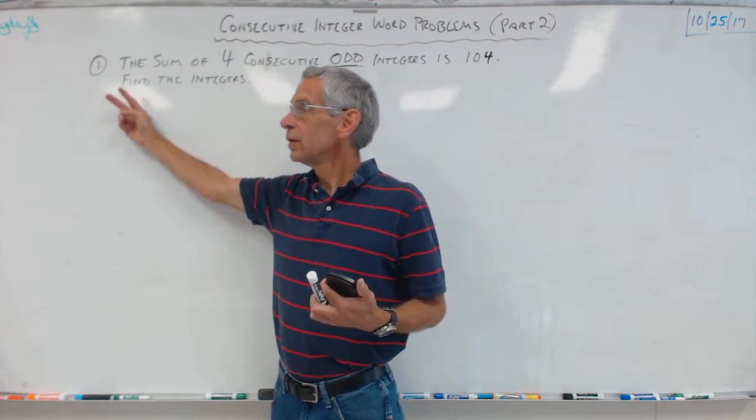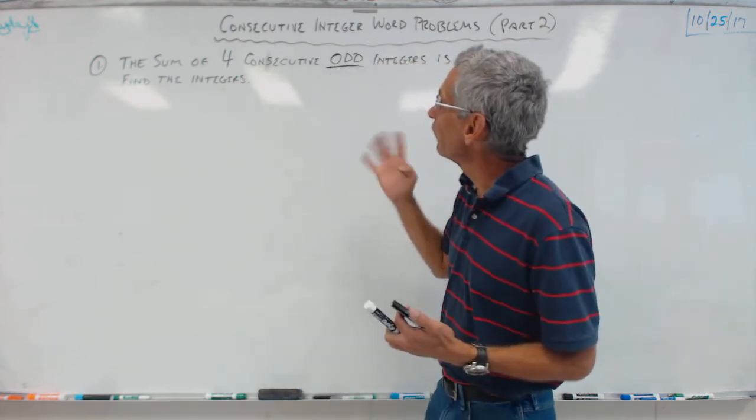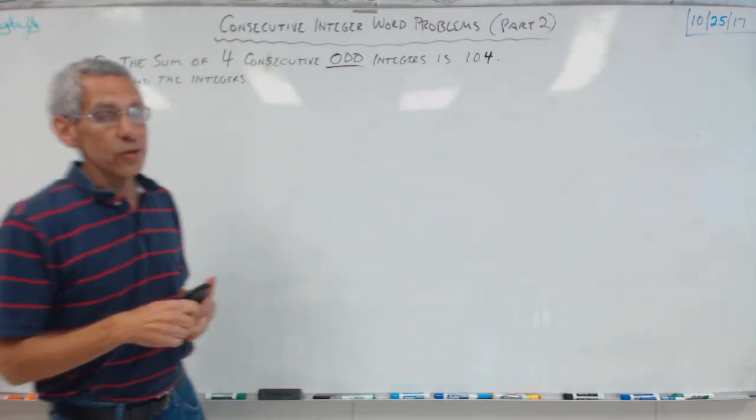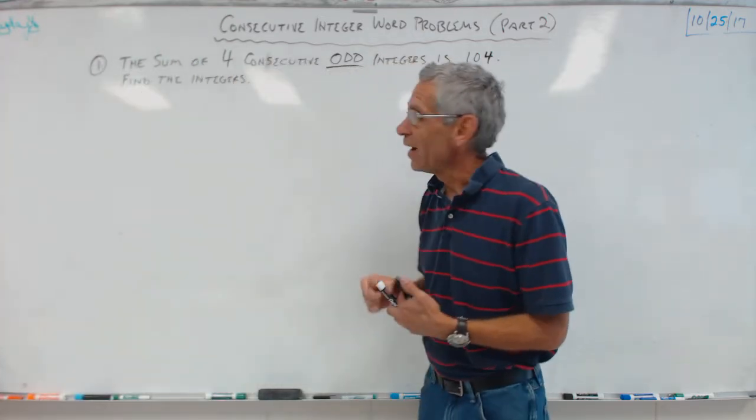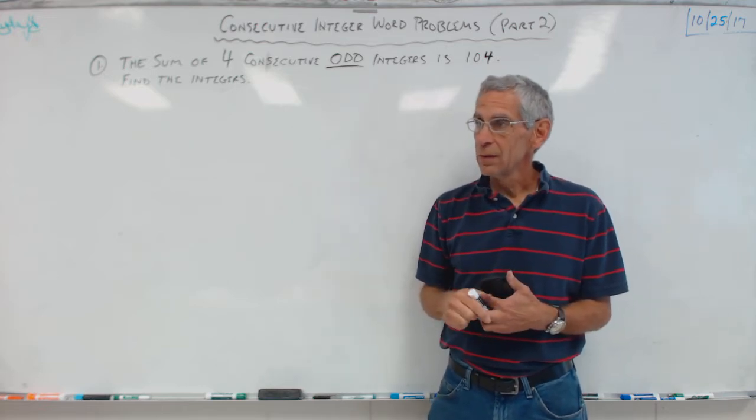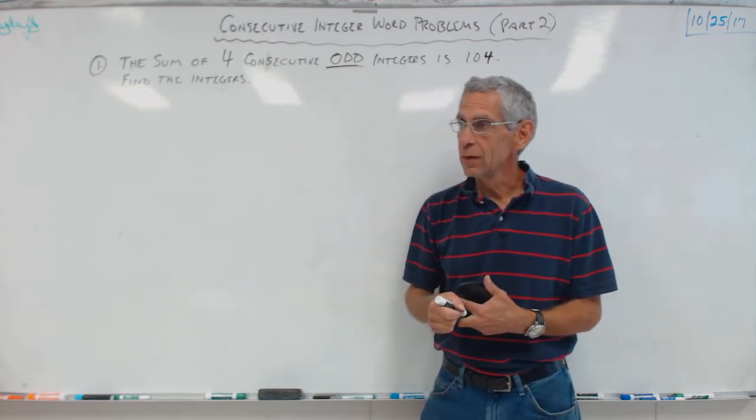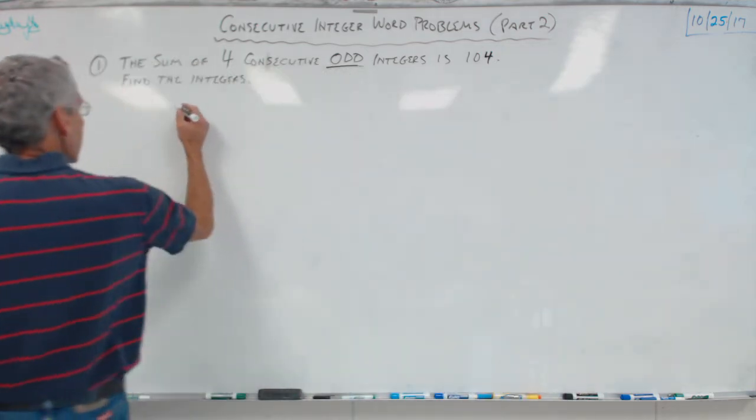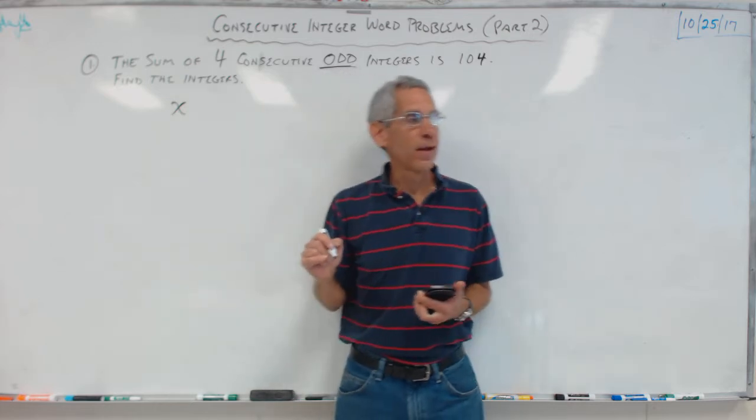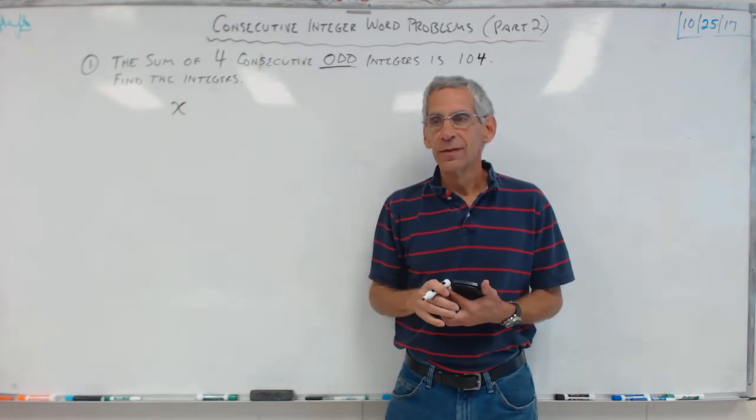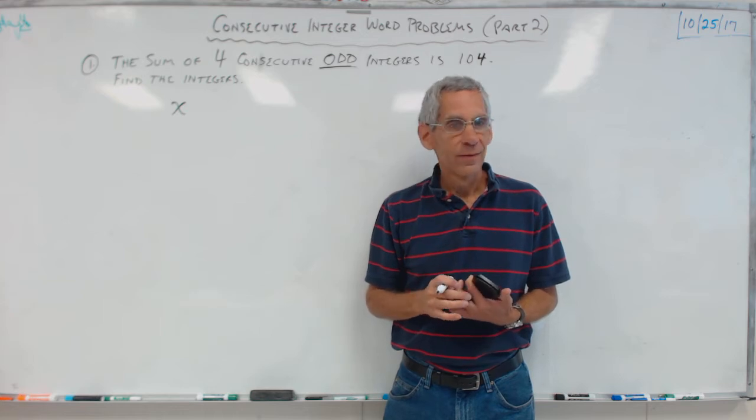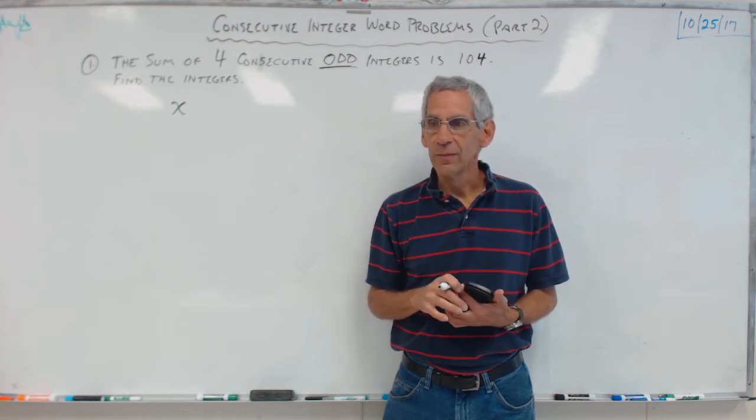So suddenly now it's the sum of 4 consecutive odd integers is 104. Find the integers. How would I set this one up? Okay, Jaden, what would be my first number? X. Good guess. What would be my second number? Gardner: X plus 1.